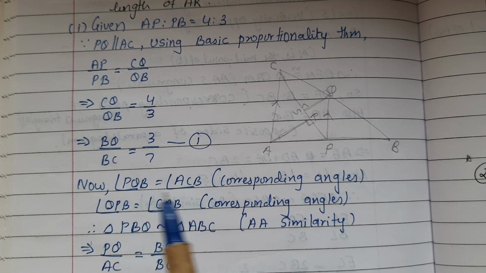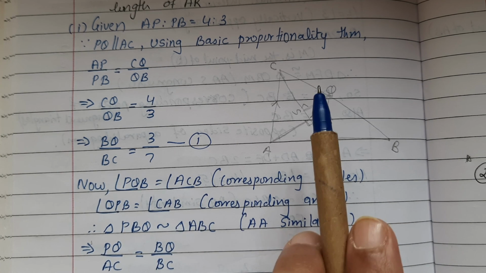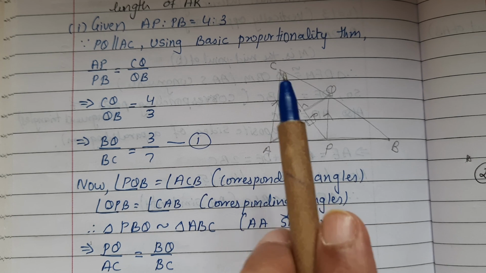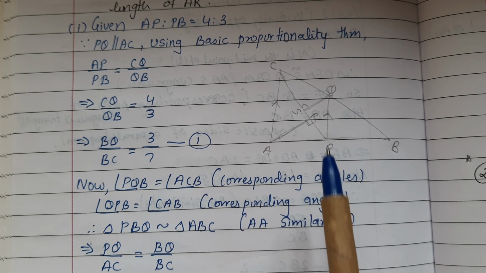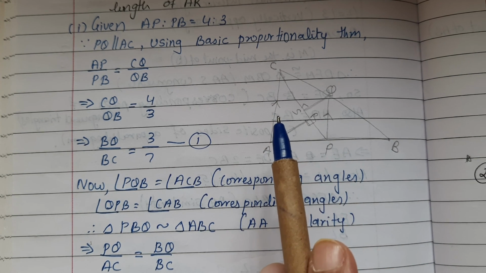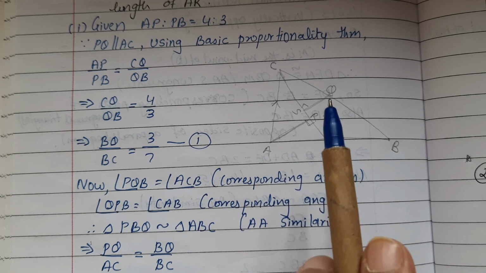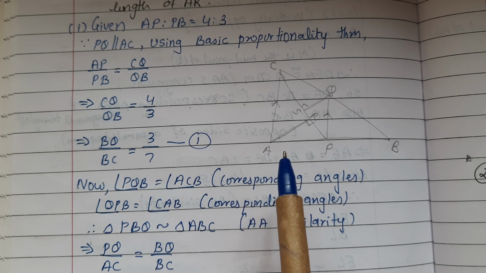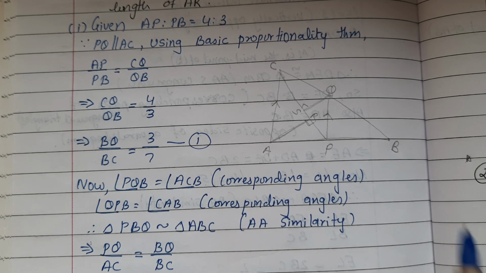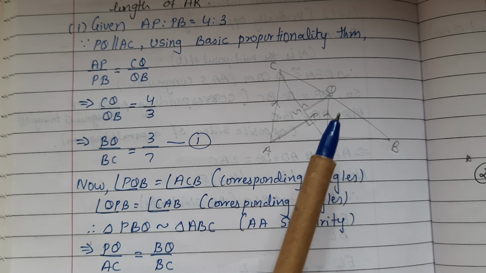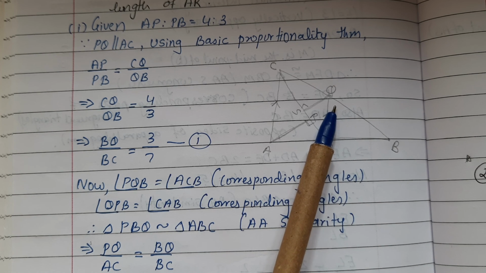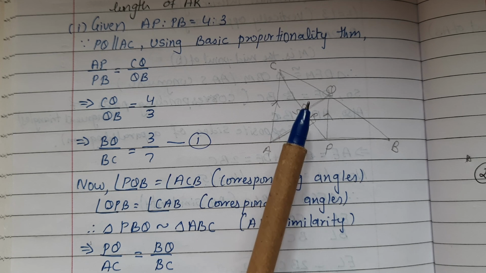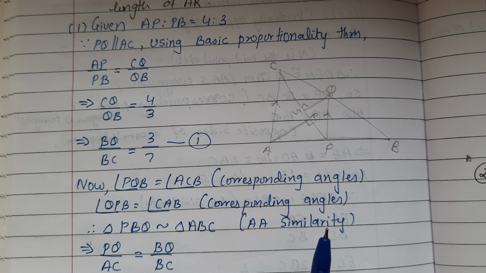Now, angle PQB is equal to angle ACB, corresponding angles, since PQ is parallel to AC. Angle QPB is equal to angle CAB, corresponding angles. Therefore, triangle PBQ is similar to triangle ABC by AA test of similarity.